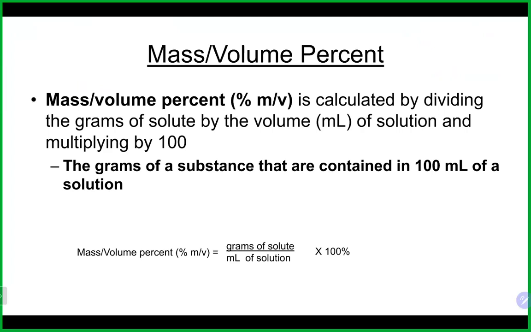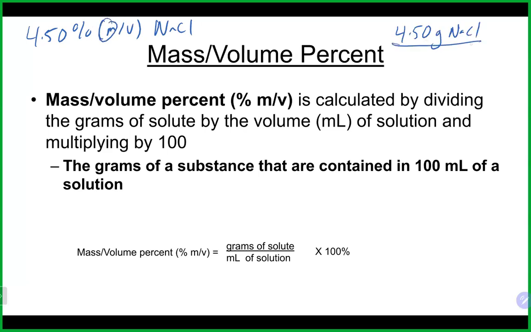So grams over milliliters is kind of like density, but with a percentage. This is the mass of the solute divided by the volume of solution. So just like the other ones, if we had a 4.5% mass to volume sodium chloride solution, and we wanted to turn this into a usable conversion factor, we would have 4.5 grams of sodium chloride, because that is a mass, over 100 milliliters of solution.